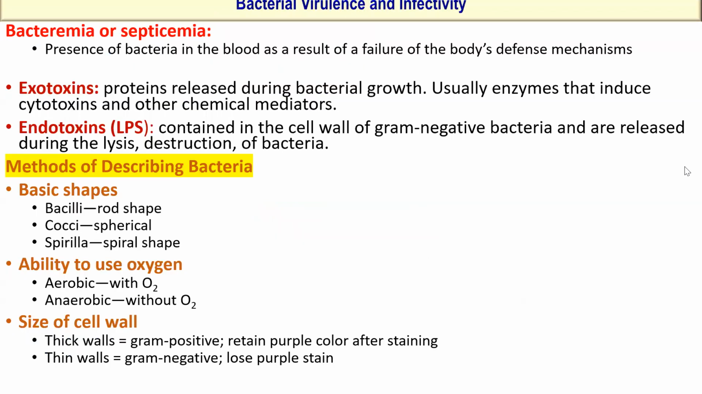Now, bacteremia or septicemia is the presence of bacteria in the blood as a result of a failure of the body's defense mechanisms. This is usually caused by gram-negative bacteria, in which the toxins released in the blood cause the release of vasoactive peptides, cytokines, and chemical mediators that would produce widespread vasodilatation.